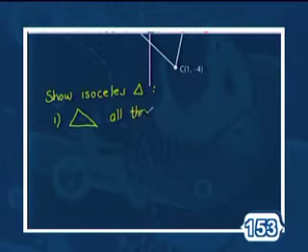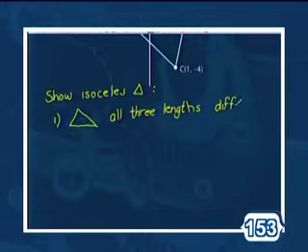If we have a triangle, any triangle, with all 3 lengths different, then this is actually called a scalene triangle.